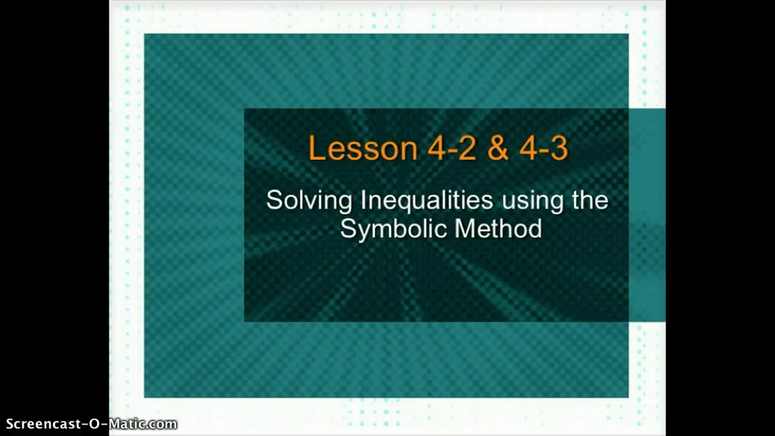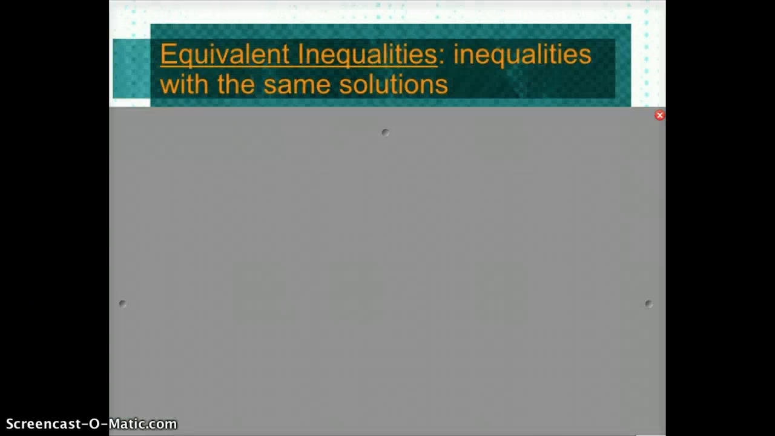Okay, today we're going to focus on how to solve inequalities, and we're going to be using the symbolic method. So, you need to know that equivalent inequalities are just inequalities that have the exact same solutions. So they'd be equivalent if one of them ended up with x is greater than 2 and the other one ended up with x is greater than 2. Those would be equivalent inequalities.